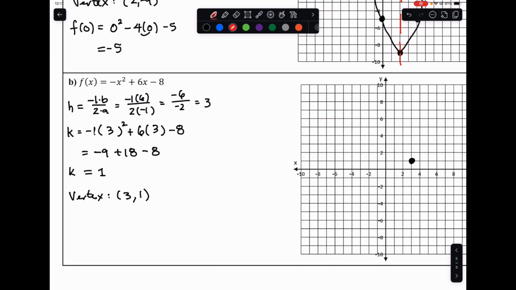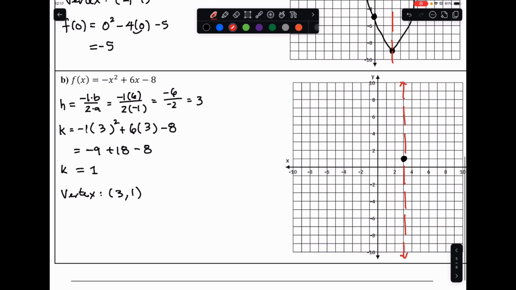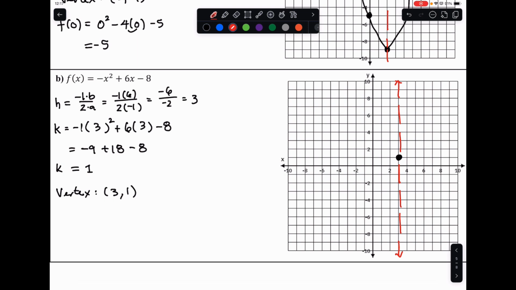Well, let me just draw my axis of symmetry, which is going to be this vertical line here, just so I know where the symmetry is. And I just need another point. And like I said, the easiest point in this type of situation when we're given the quadratic in this format is to find the y-intercept. So f of 0 will simply be -8, the constant.